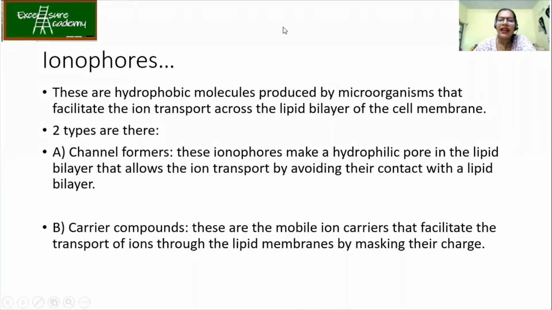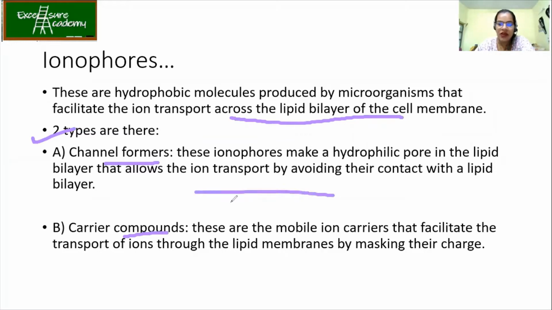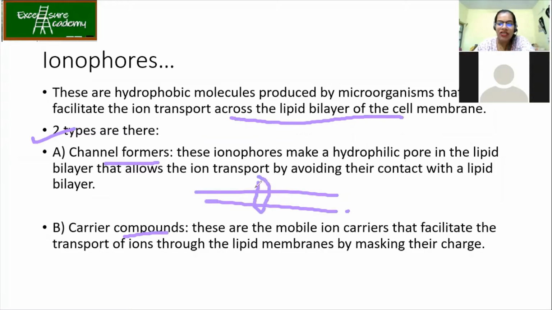Okay, so what are these ionophores? They are hydrophobic molecules produced by the organisms that facilitate the ion transport across the lipid bilayer of the cell membrane. So two types are there, as we have just discussed: the channel formers and the carrier compounds. These ionophores make a hydrophilic pore in the lipid bilayer that allows the ion transport by avoiding their contact with the lipid bilayer. So just now we saw on the plasma membrane, they will be like a channel through which your ions can pass.